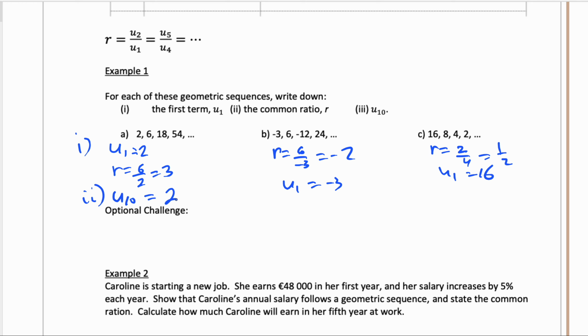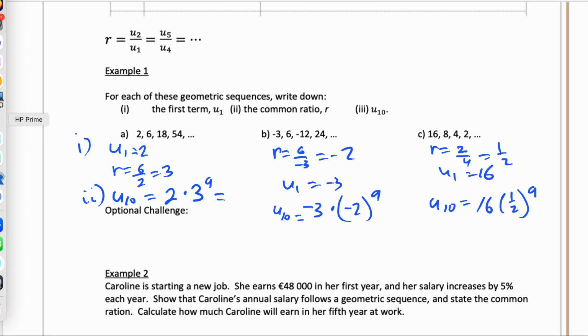So then you can get u10 for each of them. u10 is the first term times r to the power of n minus 1. So whatever that is. And negative 3 times negative 2 to the power of 9. And this one, u10, is 16 times half to the power of 9.